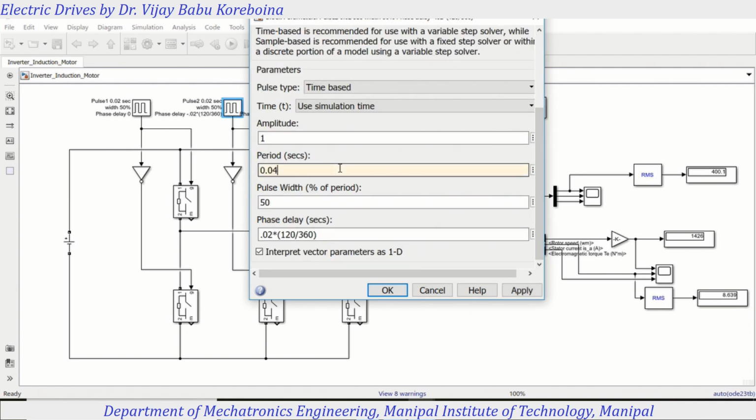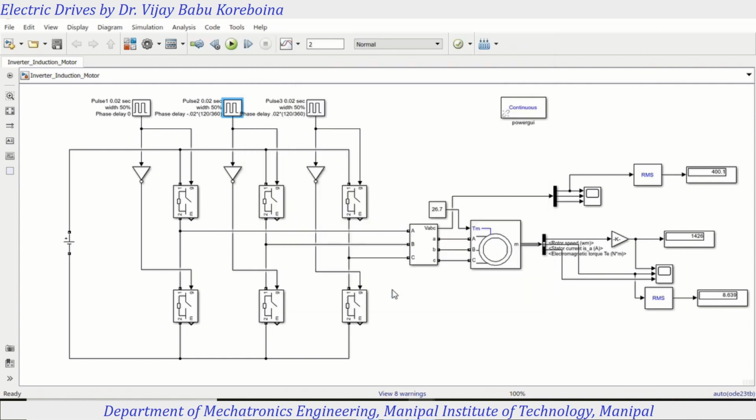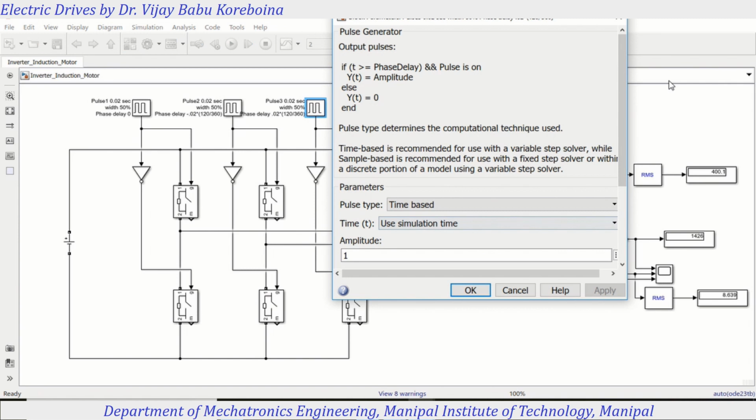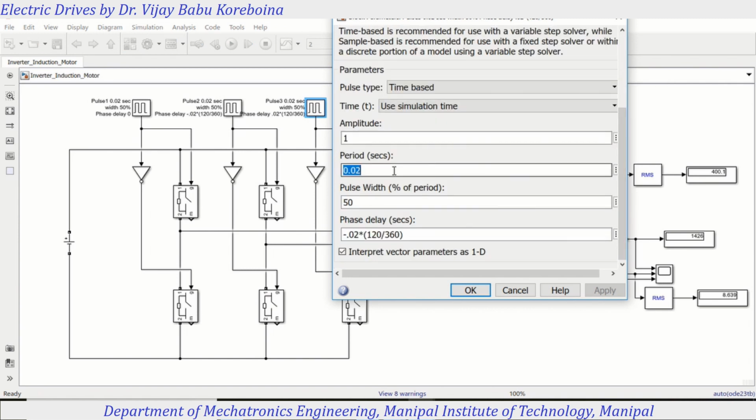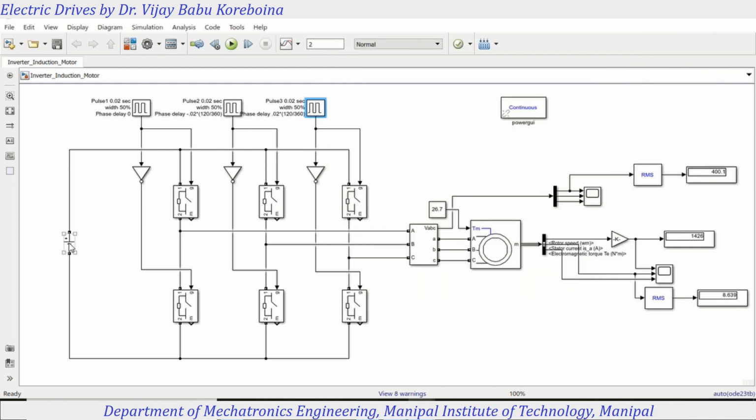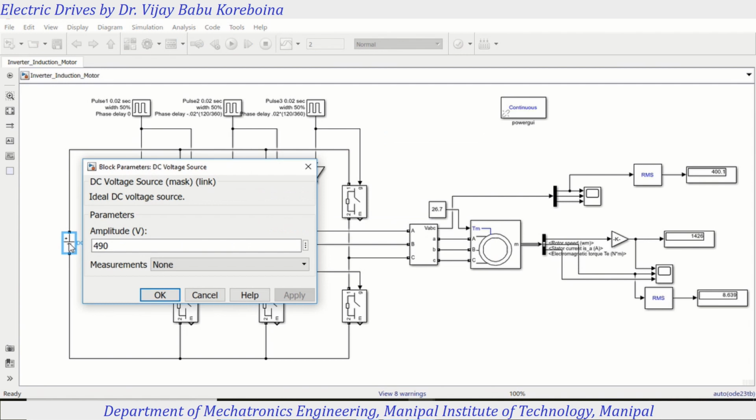I hope you all practiced this inverter. And here also, switching. So I'm reducing the frequency here, and simultaneously, what I'm supposed to do is reduce the voltage. So this voltage, I also need to make it half.